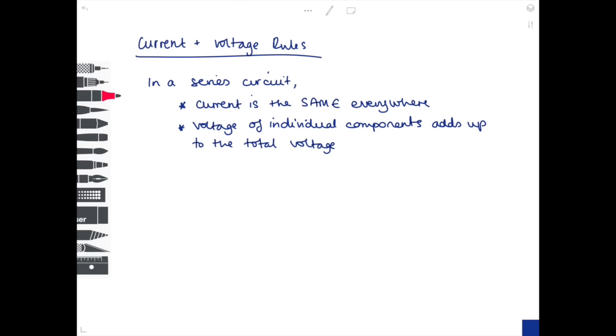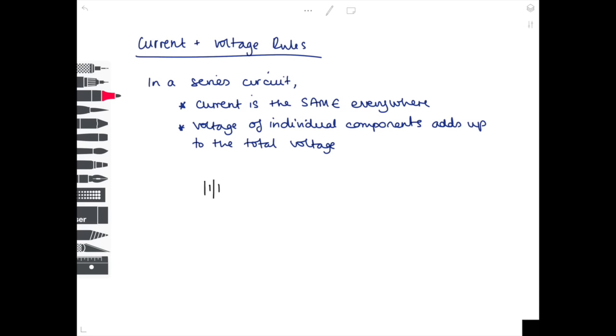We just need to discuss current and voltage rules for both a series and parallel circuit. So notice that in a series circuit, the current is the same everywhere, whereas the voltage of individual components adds up to the total voltage. And I'm going to show you what that actually means now.